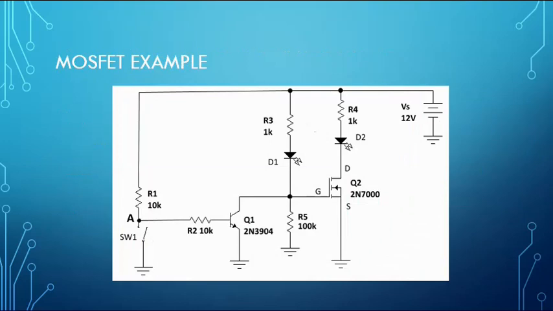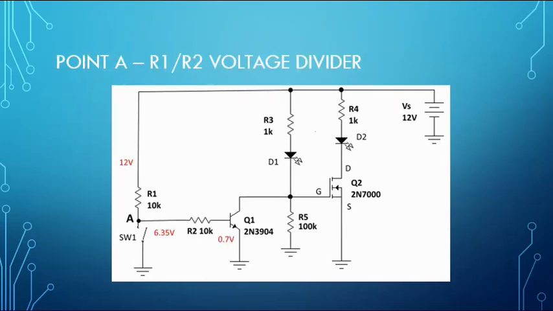Here's a MOSFET switching example we're going to do. It looks like a complex circuit, but we're going to walk our way through. The very first thing, we're going to look at point A. Point A is the R1, R2 voltage divider with our base emitter junction. So this is just a series circuit that's going this way.